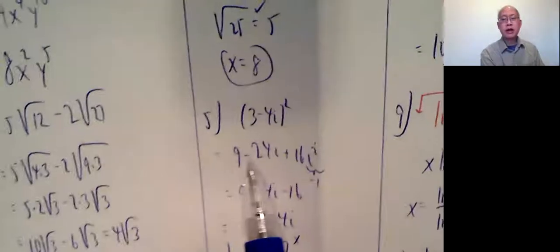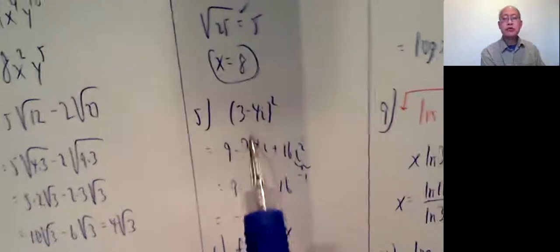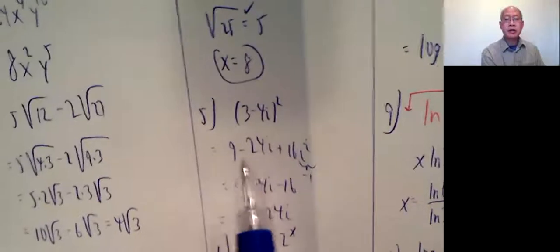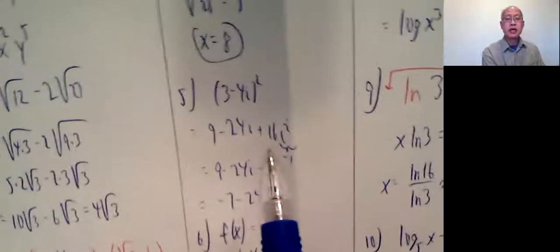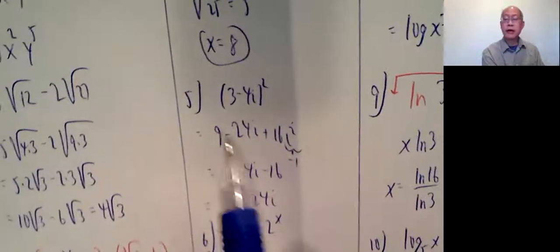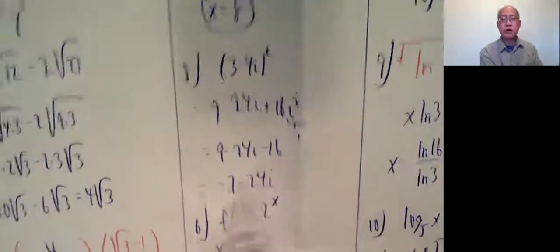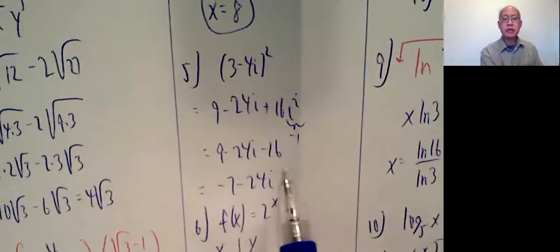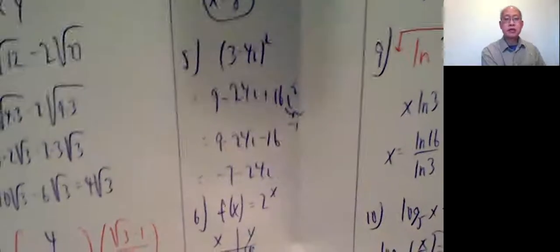Number 5, 3 minus 4i squared. Square of a binomial: 9 minus 24i plus 16i squared. That's like a squared minus 2ab plus b squared. Anytime you see an i squared, that's a negative 1. So 9 minus 24i minus 16, which is negative 7 minus 24i.